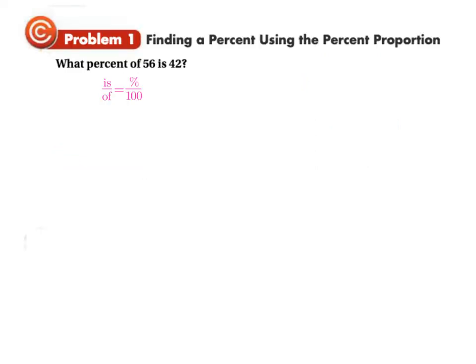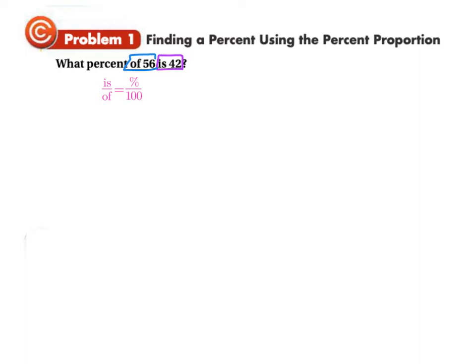All right, so how do we use this? Well, it's really straightforward. We're going to replace three of these values, is, of, and percent, with either a number or a variable, because we don't know that particular thing. We're going to identify in this sentence, what percent of 56 is 42, and ask what's next to 42? Is is next to 42. So where we see is, we're going to write 42. What's next to of? 56 is next to of. So where we see of, we're going to write 56.